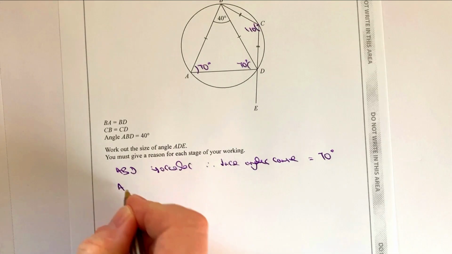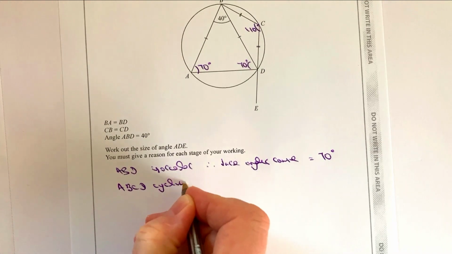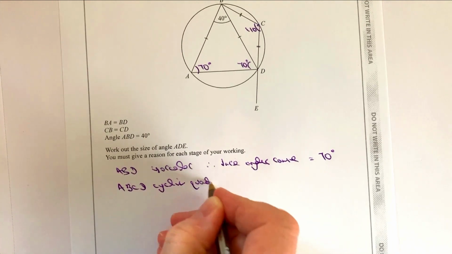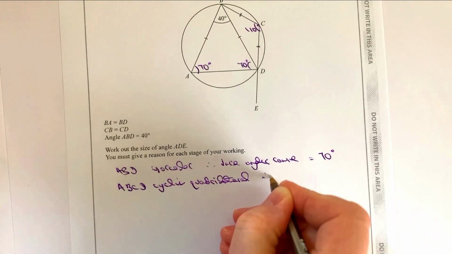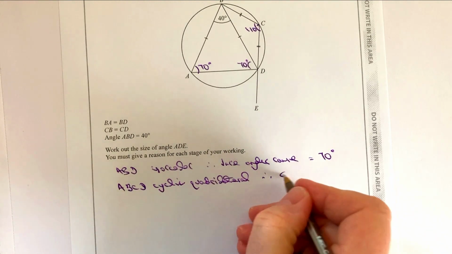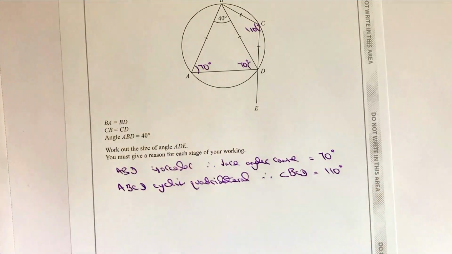So if I put in here something like ABCD as a cyclic quadrilateral, and if I put therefore angle BCD equals 110 degrees.